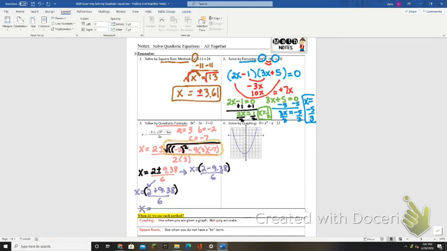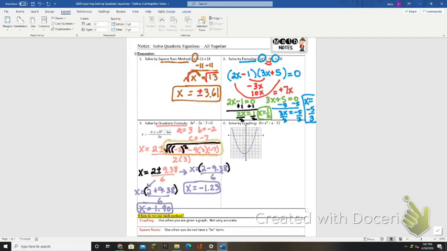When you add 2 plus 9.38, you get 11.38. When you divide that by 6, you get 1.90. I'm rounding to the second decimal place. Now on the next one, you are going to take 2 minus 9.38, which is negative 7.38, and divide that by 6, and you get negative 1.23. So remember, you're going to get a lot of decimal answers, and that's okay because you're going to use your calculator to give me the final answer.